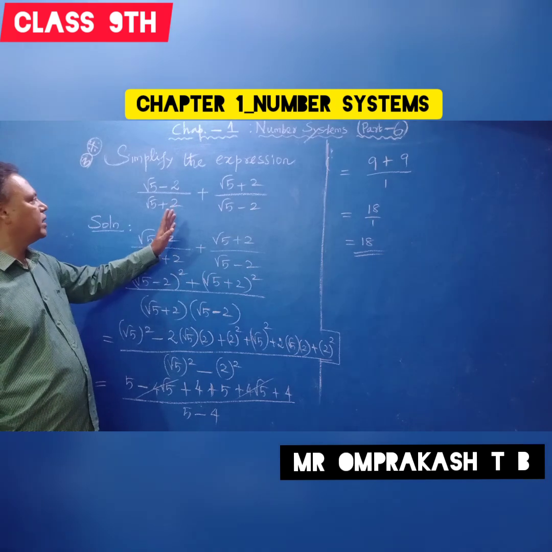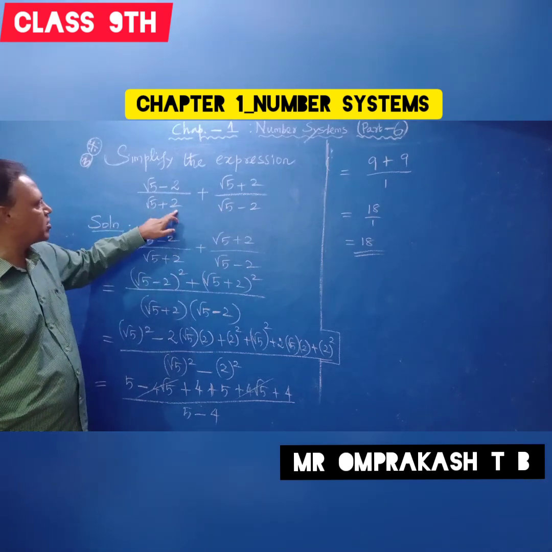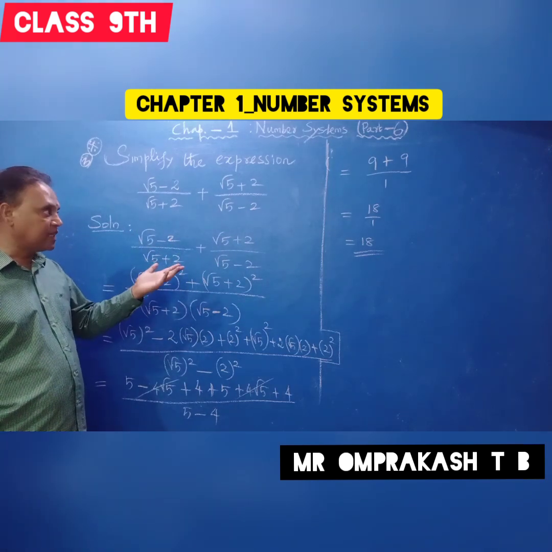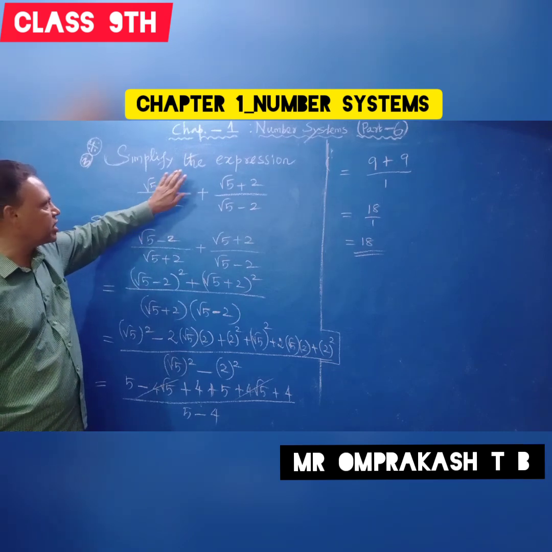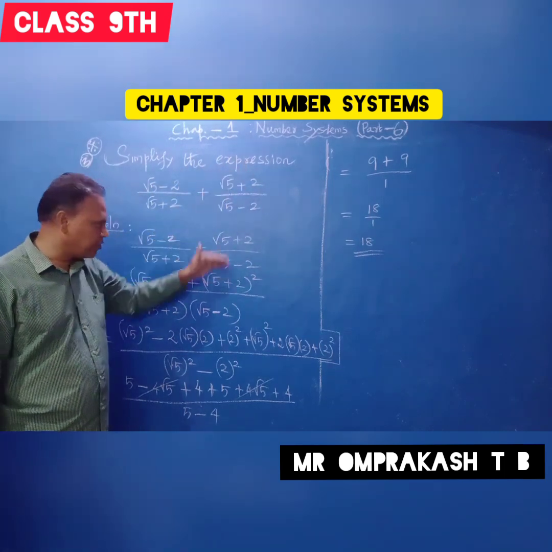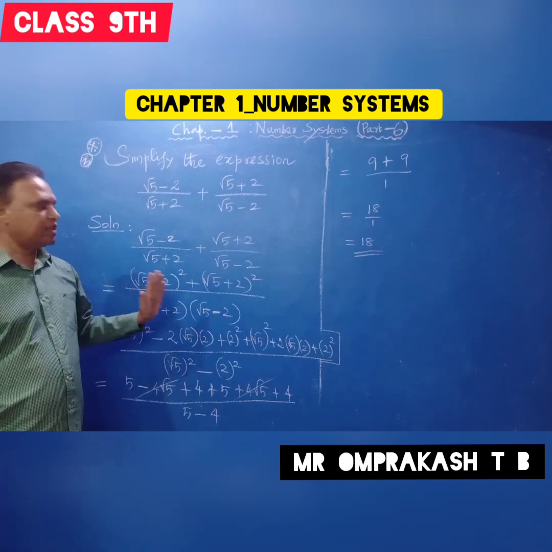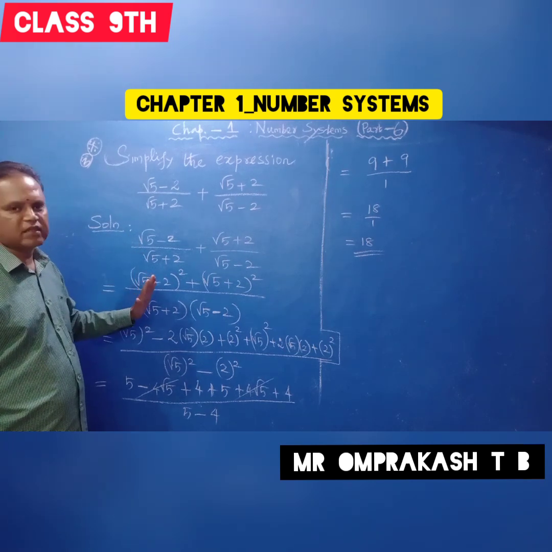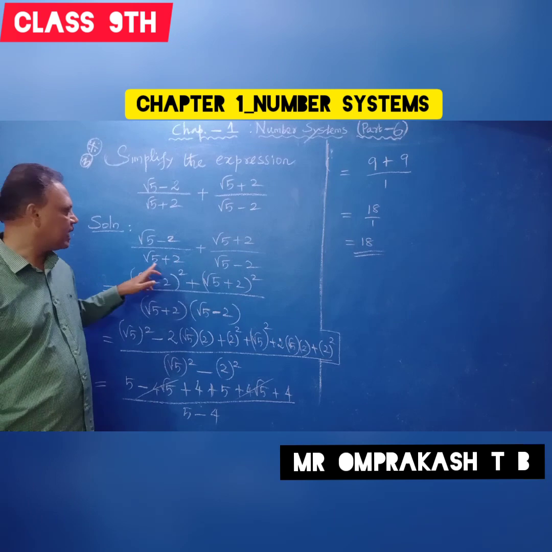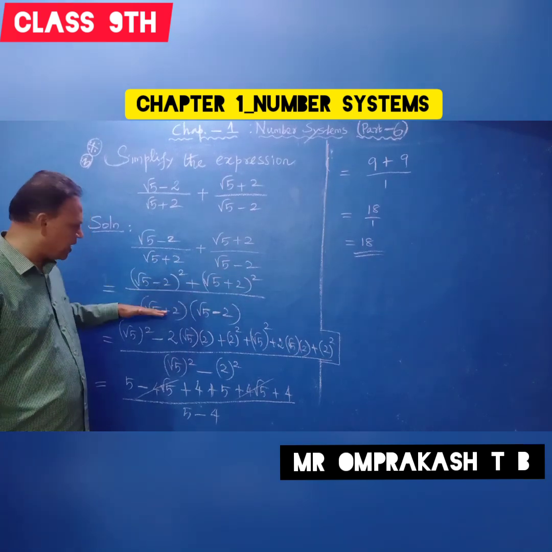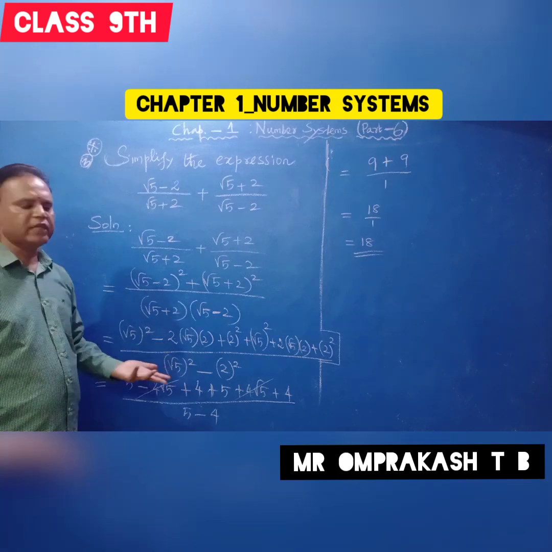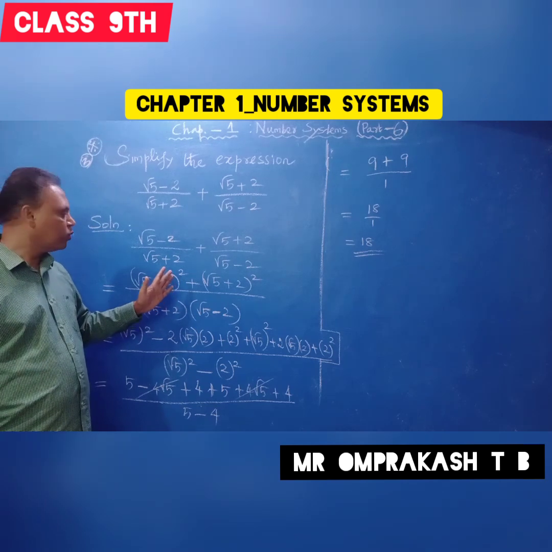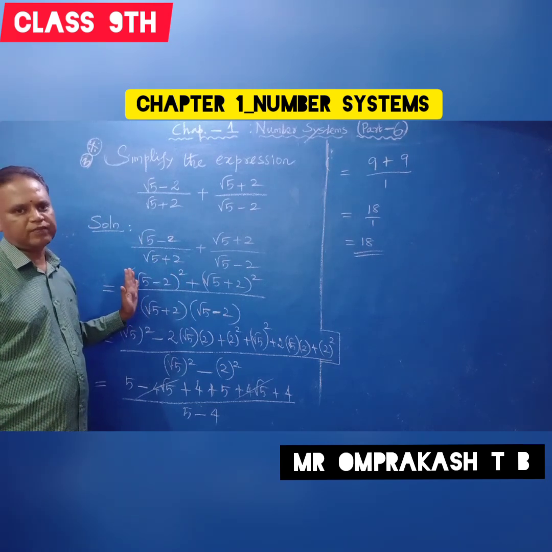So very simple. You see the denominator already has conjugates of each other, so just take the LCM and you can do it easily. Otherwise, the same problem can be done by taking the conjugate each time, and if you simplify you will get the same answer. But this is the actual method. The denominator already has the form a plus b into a minus b, so take the LCM and cross multiply, then apply the formula and you will easily get it. This is the correct method. So you have to learn the simplification part.